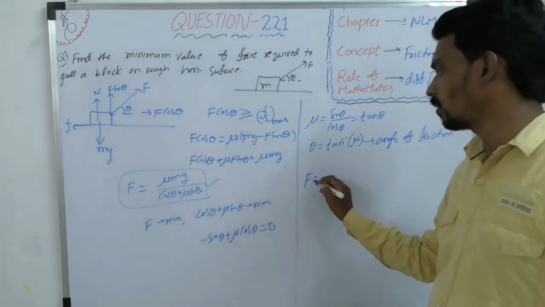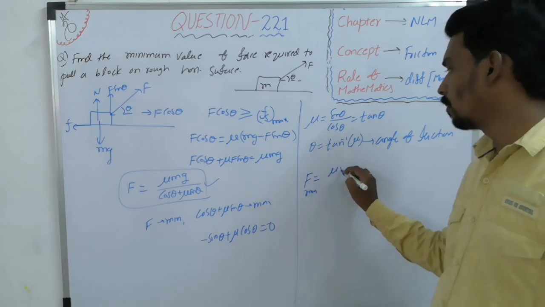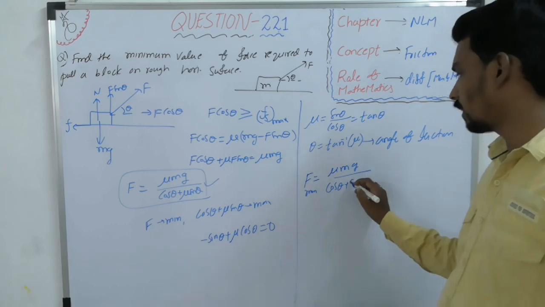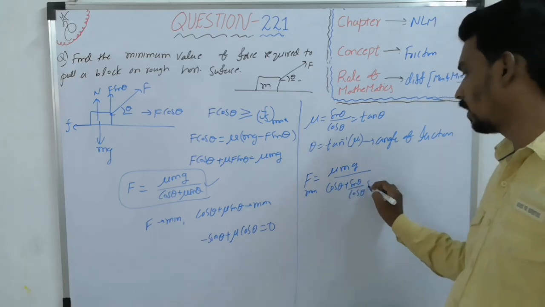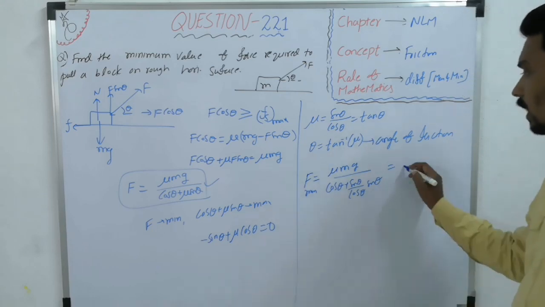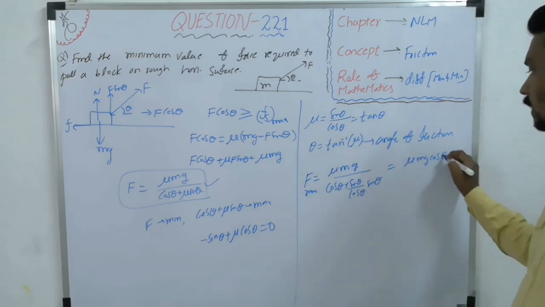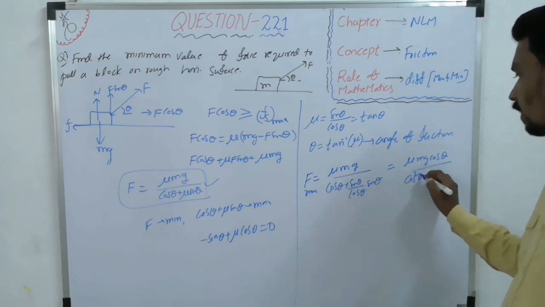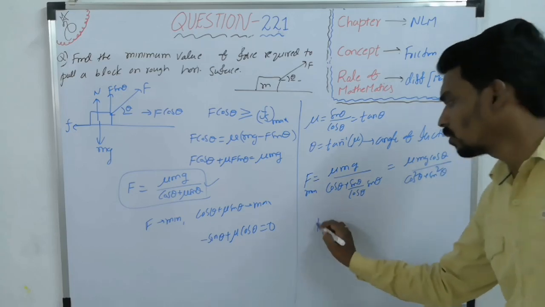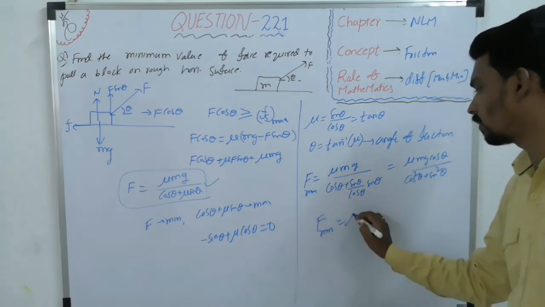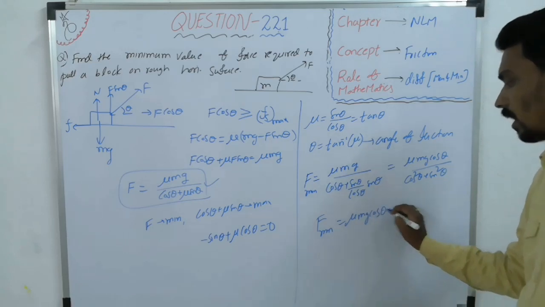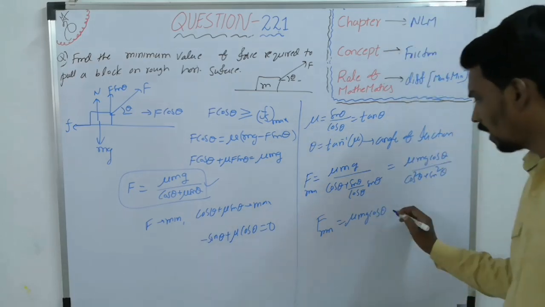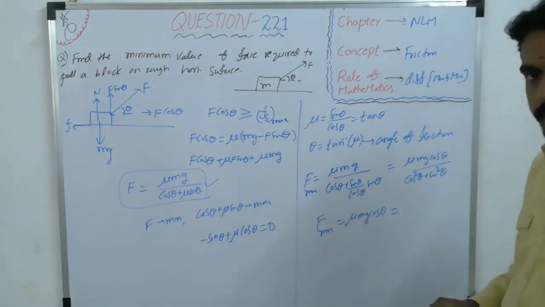So F minimum equals mu mg by cos theta plus mu times tan theta, that is sin theta by cos theta, into sin theta. If you take the LCM, mu mg cos theta by cos square theta plus sin square theta. How much will it become? 1. So the minimum value of force required is mu mg cos theta, because cos square theta plus sin square theta is 1.